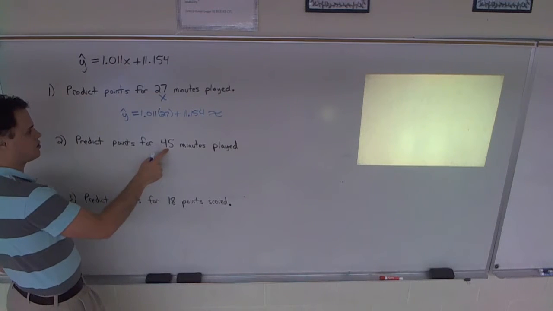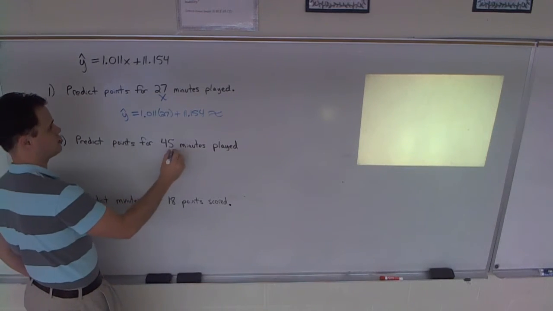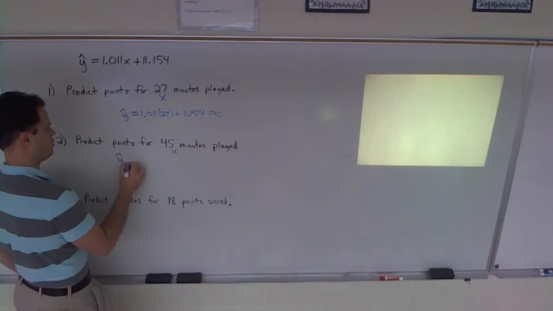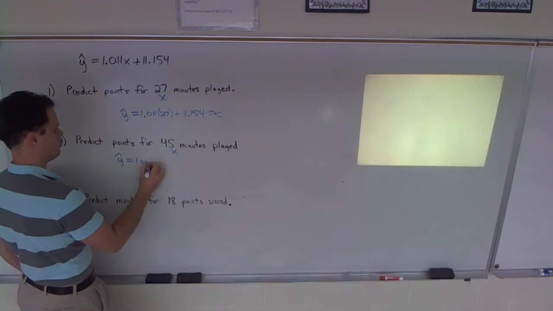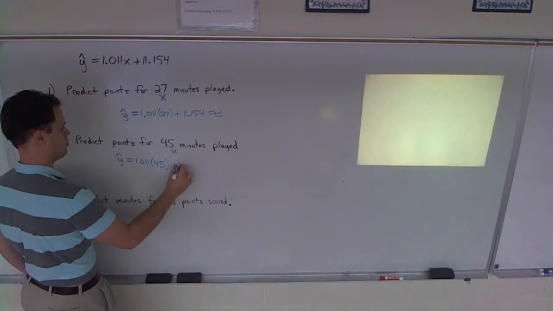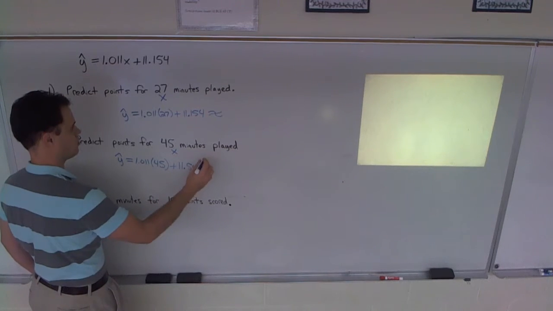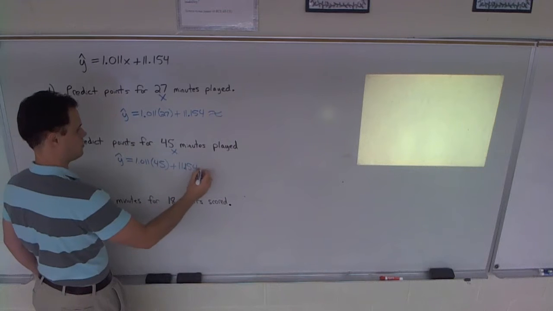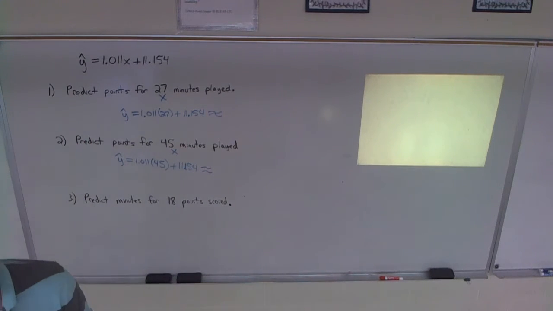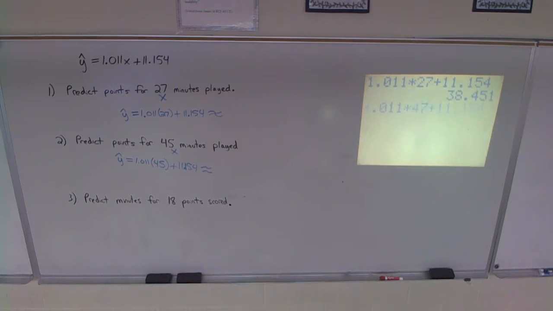Same thing here. Is this an X or a Y? We want to predict the points for 45 minutes. I think, again, it's an X. So I'm going to say Y hat equals that. Yep, there we go. So let's stick those in our calculator. So there's my first prediction, and I can hit second entry and just scroll over for my second prediction.